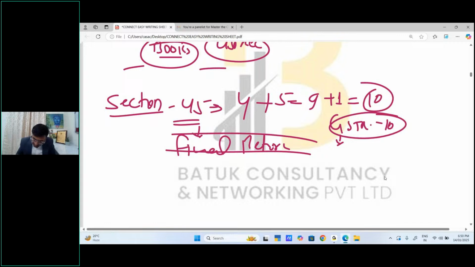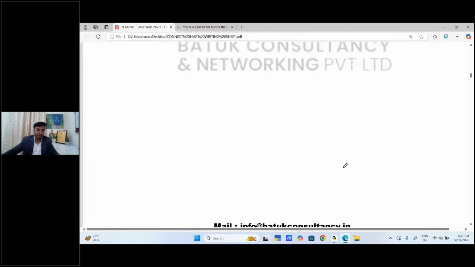4 plus 5 is equal to 9. Just add 1 from my side, that is 10, and 10 is GSTR 10, which is related to final return. So this section is related to final return, and this section is saying that after cancellation of order, you need to file the final return. You need to show all your liabilities and everything in this particular return.